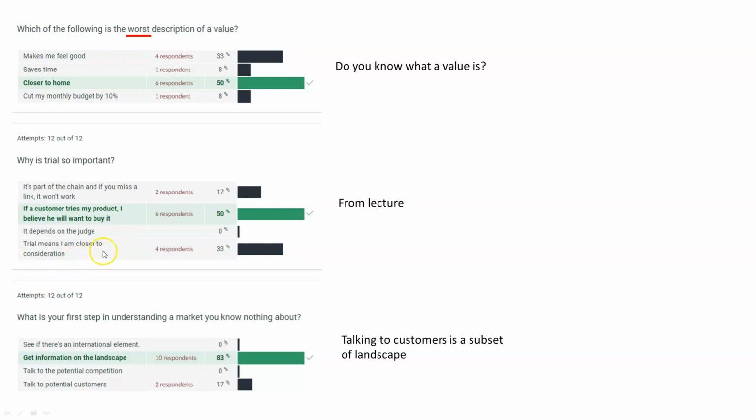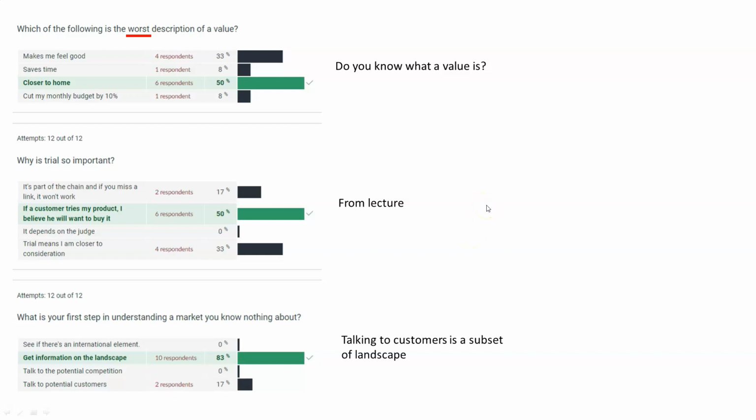Trial means I am closer to consideration. In the funnel, consideration of what? Consideration that the product exists or consideration of making a purchase? And so this question is kind of vague, although I can see why somebody would pick it.